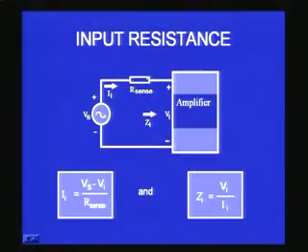In actual practice in the laboratory, you would find this R sense can be kept as a variable resistance, and you can vary this till you get Vi half of Vs. When I get Vi half of Vs, you know that voltages divide equally only when the resistances are equal. That means the R sense should be equal to the input resistance of the amplifier. This will be one of the ways.